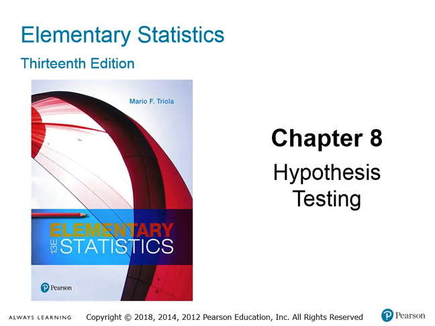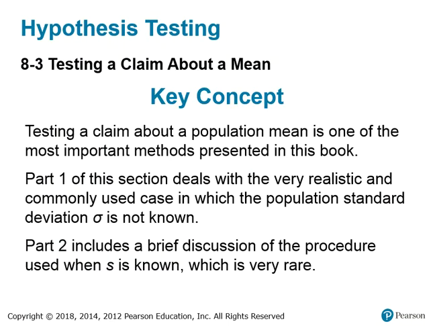We are finishing up Chapter 8 today, the Hypothesis Testing chapter. Today we'll be working on testing a claim about a mean. And I will go over the three different methods of doing it. I'll go over the p-value method, the critical value method, and the confidence interval method, though I would suggest you use the p-value method as we move forward.